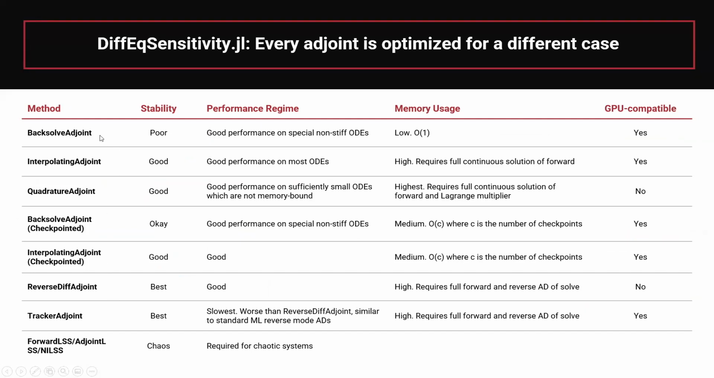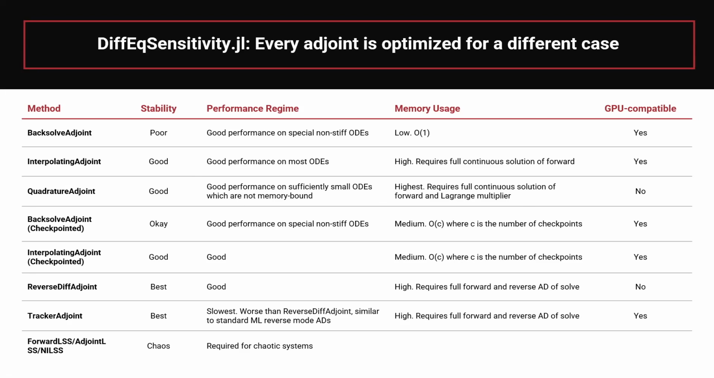So the backsolve adjoint approach from the neural ODE paper, I mentioned that its stability is poor, but you might want to use it in some cases because it has the lowest memory usage. It has O(1) memory usage. And if you have a non-stiff ODE where its Lipschitz constants are sufficiently small, this could be a very good performer. So you want to be able to have this choice. You want to have a choice of different approaches, like an interpolating adjoint, which is also stable but requires some memory use. There's a version which requires even more memory, but gets much better compute performance, right? There's all this trade-off between memory, stability, and performance that's always going on.